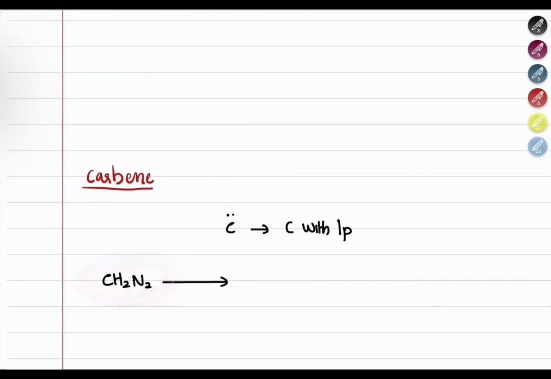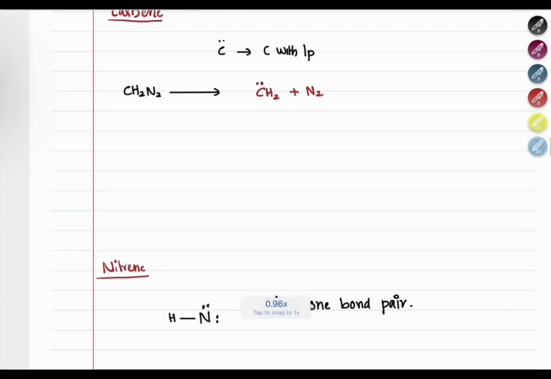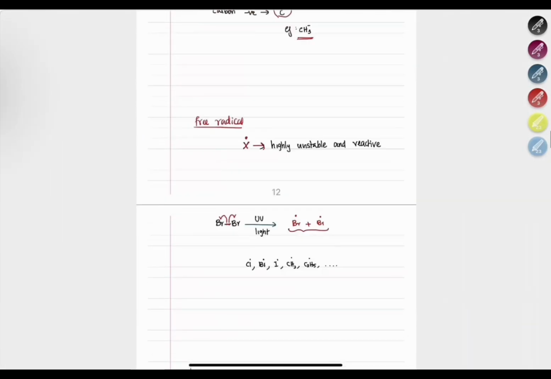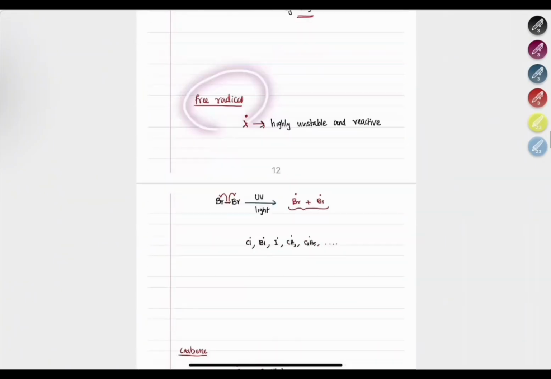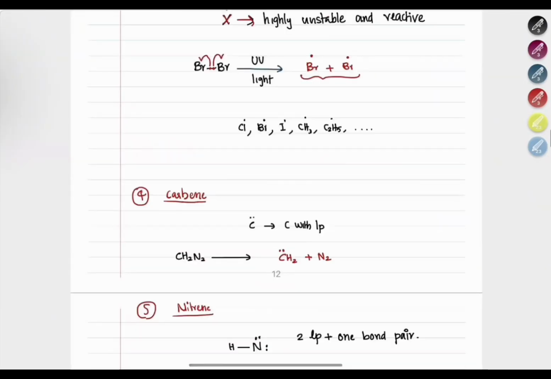Suppose a molecule like CH2N2 is reacting, then this will release N2, and we will get CH2 with a carbon with a lone pair, and this is called carbene. And the last intermediate that we are going to discuss is nitrene. Here there will be a nitrogen with 2 lone pairs and a bond pair, like this, you can see. This is the last intermediate. So as of now, we have discussed 5 different intermediates: the first one is carbocation, carbanion, then free radical and carbene, and the fifth one is nitrene.